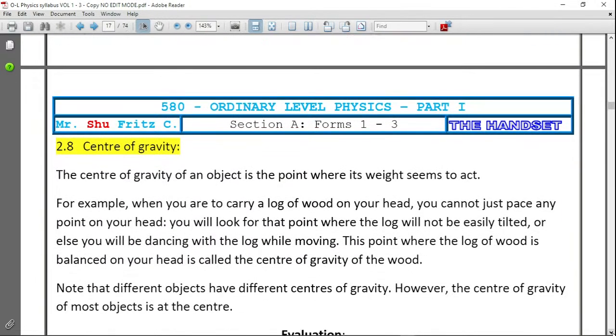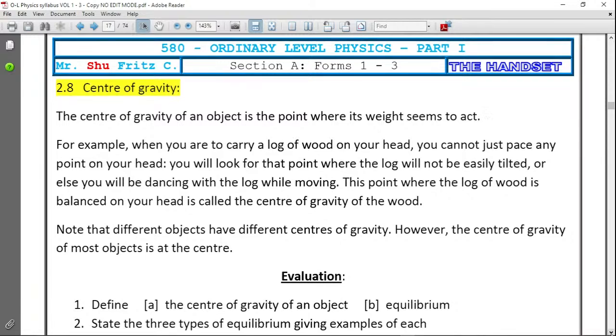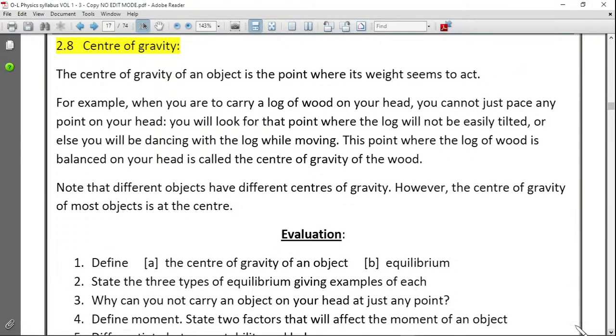Center of gravity. We will see more of moments in part 2 when we get to mechanics. The center of gravity of an object is the point where its weight seems to act, where all the weight of the object seems to act. For example, when you carry a log of wood on your head, you cannot just place it at any point. You will look for that point where the log will not be easily tilted. Else, you will be dancing with the log while moving.